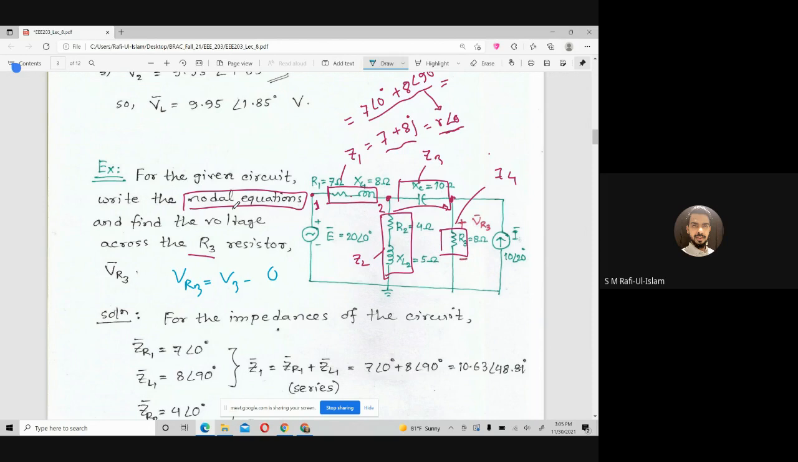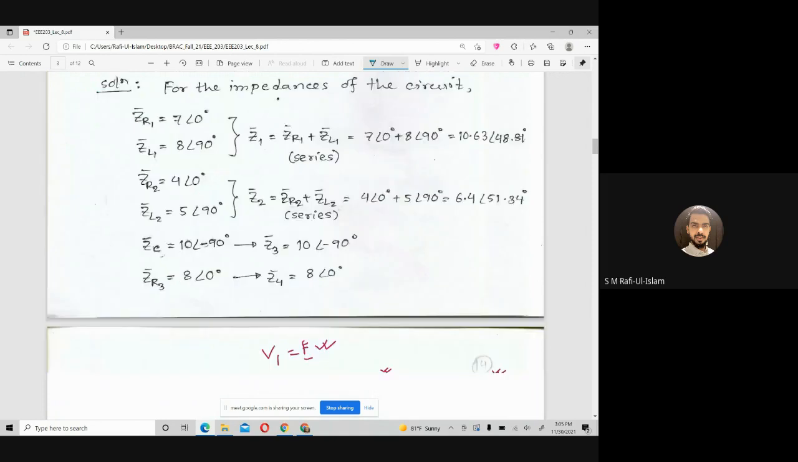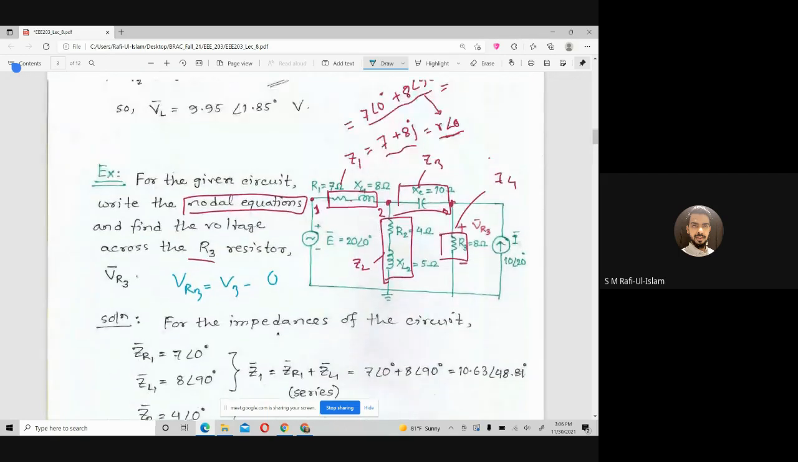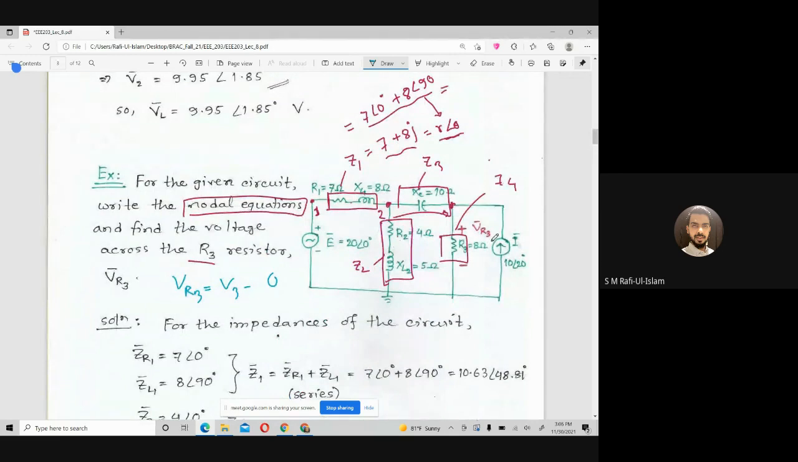Or some may say, no, I don't like it, I'll convert this E and Z1. Look at this: that E and Z1, this voltage source is connected in series with that Z1. So I can convert it into a current source along with impedance Z1. So this is another way of solving. It's completely up to you how you choose to solve. But if I ask you explicitly to use node analysis, then you need to use this method.